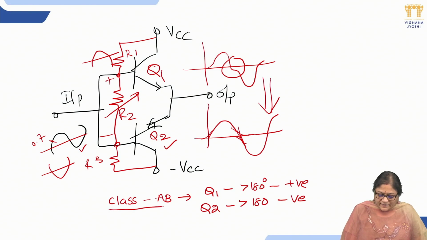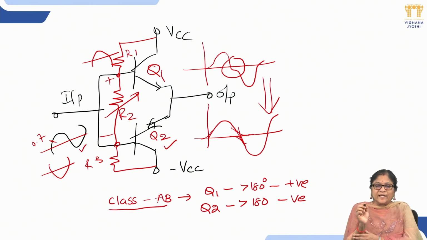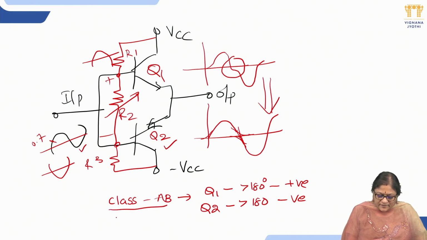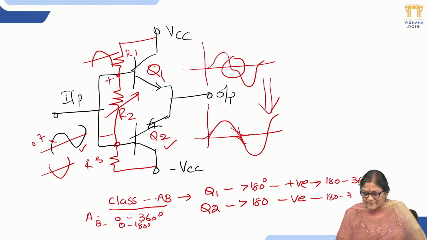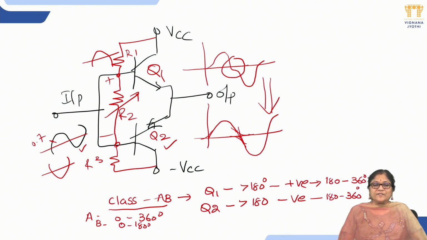So that's why it is neither A nor B, because class A operates for the full 360 degrees, and class B operates from 0 to 180 degrees. Now it is more than 180 and less than 360. So Q1 and Q2 both are operating between 180 degrees and 360 degrees. So that's why it is a combination of A and B. That's why it is known as class AB.